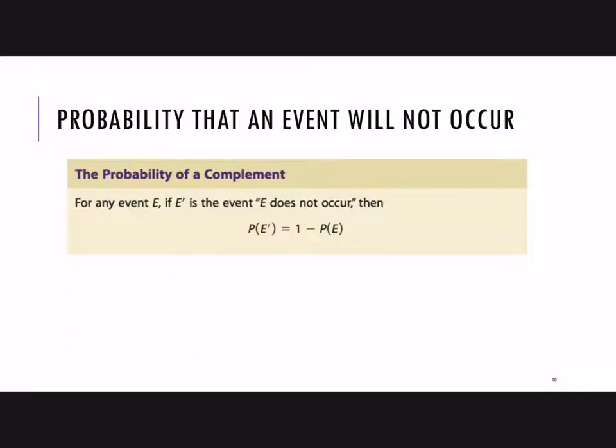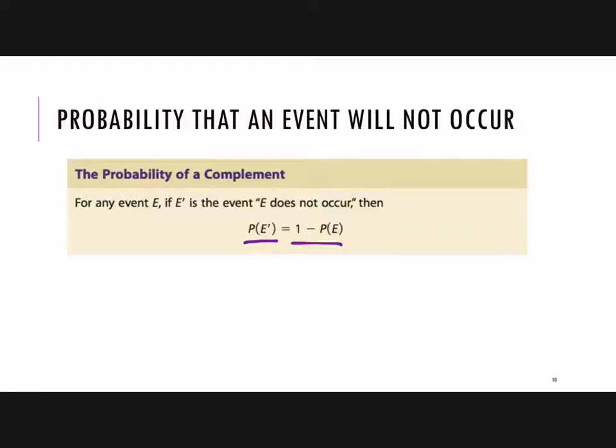For any event E, if E complement means the event that E does not occur, then we can find that probability by taking 1 and subtracting the probability that the event does occur. Sometimes this is nice if you had a lot of things to add up.